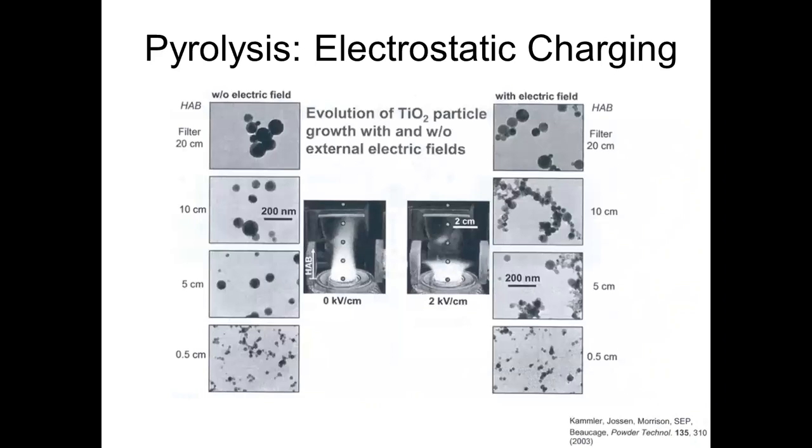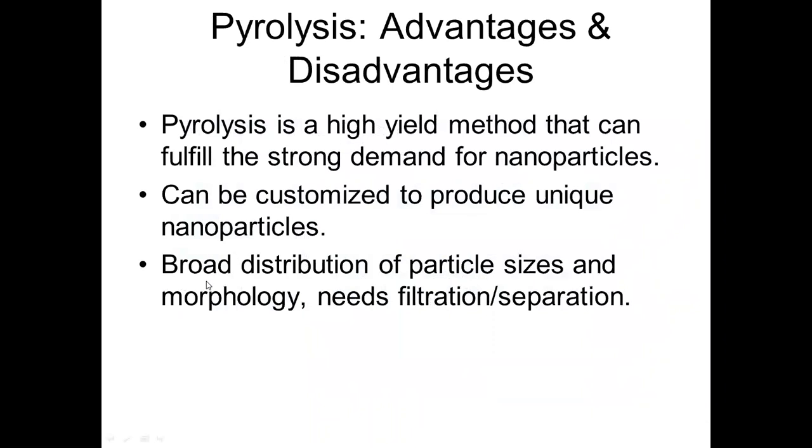And again, it shows the same process, that we're getting filtration by controlling the residence time within the pyrolysis process. So again, this shows the same thing that we did mechanically, but now we're showing that we're able to truncate the flame through a high electric field. So pyrolysis itself: the advantages and disadvantages.